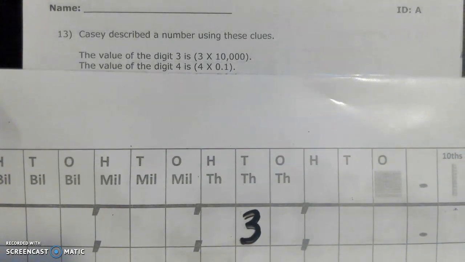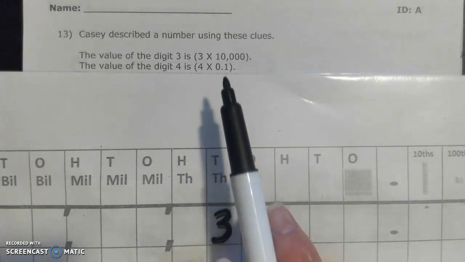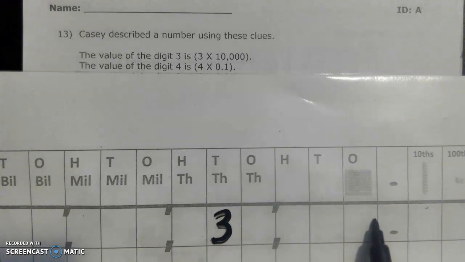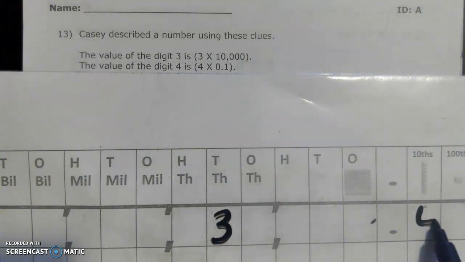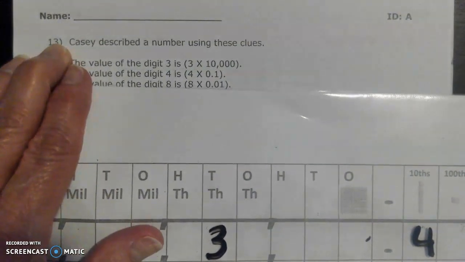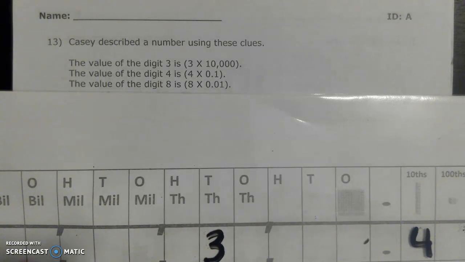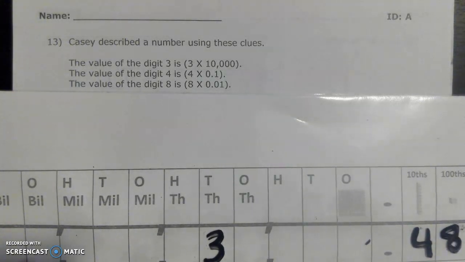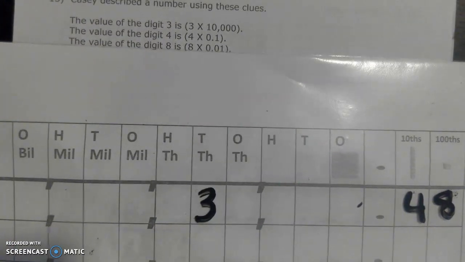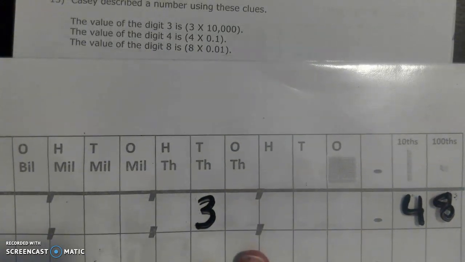The next thing I see is a 4 in the tenths place, and that's one place value to the right of the decimal, so I would place that 4 right here. The third clue is the value of the 8 is 8 times 100, and so my 8 would be in this place value. So these are the only clues I have. There's obviously some more digits here, but these are the clues I have.